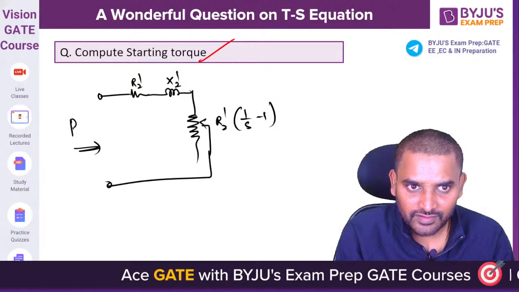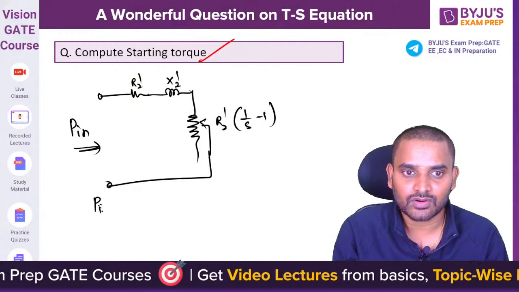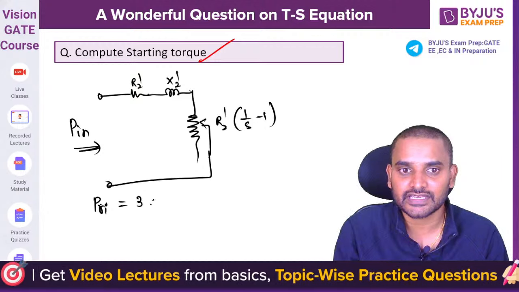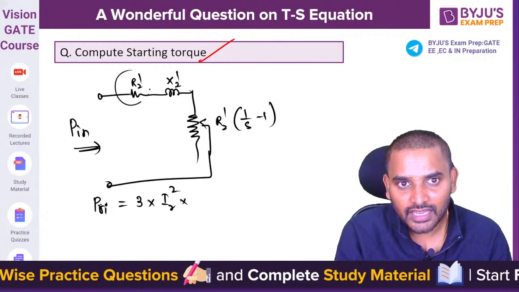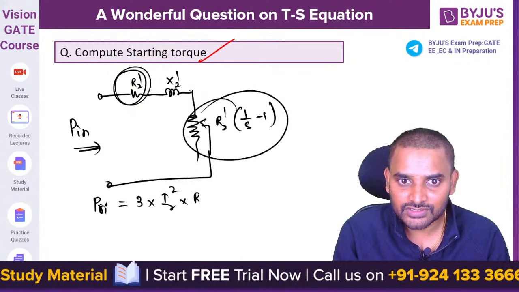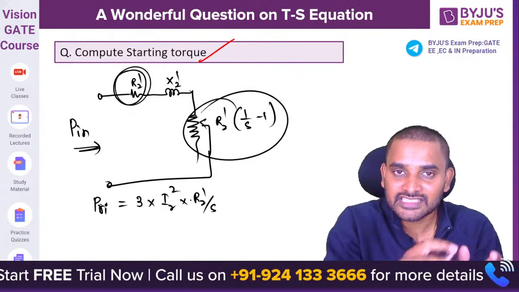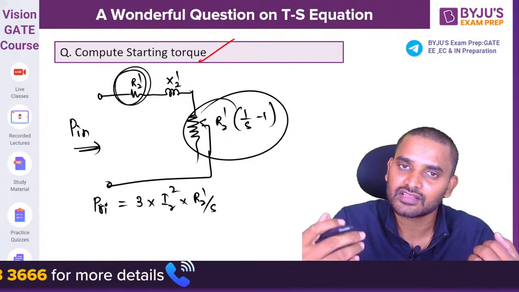Now, the input power received by the rotor is going to be simply 3 times the rotor current square into the active power component. If you add up these two, you get R2 dash by S. So this is the power received by the rotor component. You can call it rotor input or otherwise air gap power.